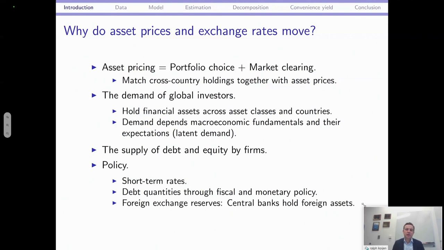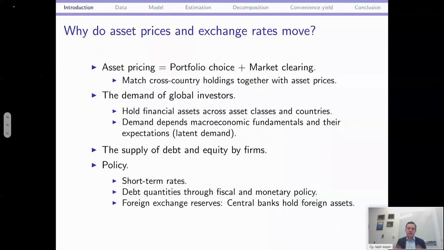So in the setup that I'm going to talk about today, there are going to be three broad groups that you can think about. The first is demand from global investors. In this case, a unit of an investor, think of it as a country, so think of external positions of countries. These global investors are going to invest in assets across asset classes and across countries. They're going to have a demand for short-term bonds, for long-term bonds, and for equities, and they're going to invest globally. Now, their demand, we're going to model as depending, obviously, on prices or expected returns. It's going to depend on macro fundamentals, capturing growth expectations, capturing the riskiness of different countries, as well as their unobserved expectations about those variables, which I'm going to refer to as latent demand. Okay, so think of that as the first part of the demand side of the model.